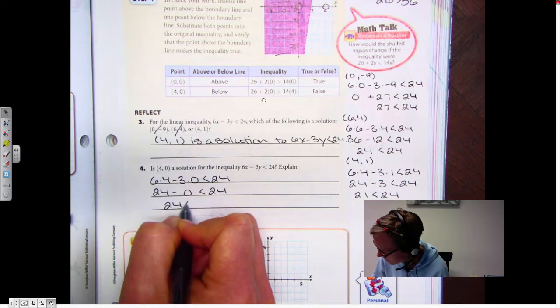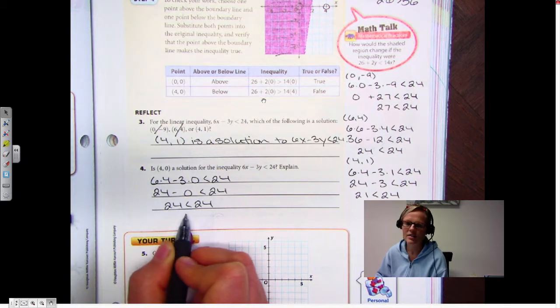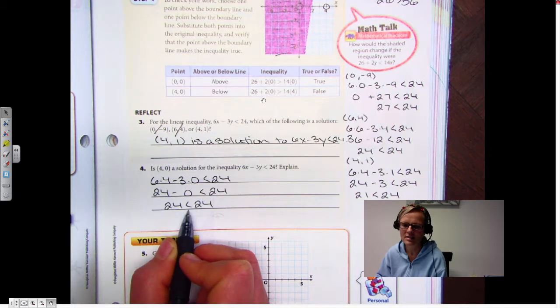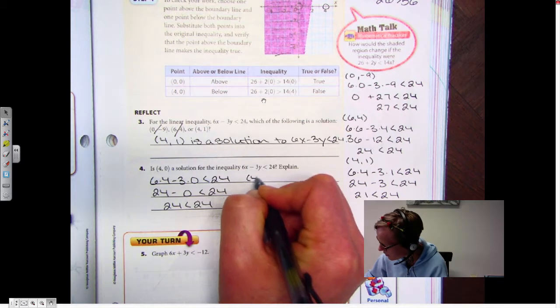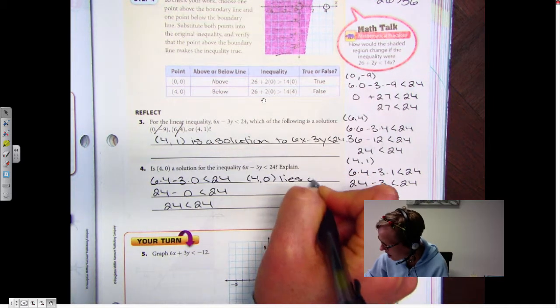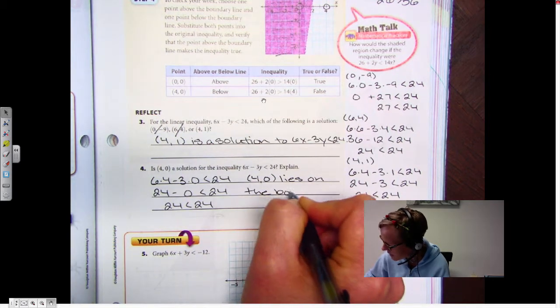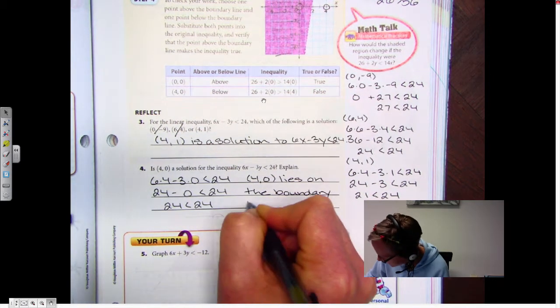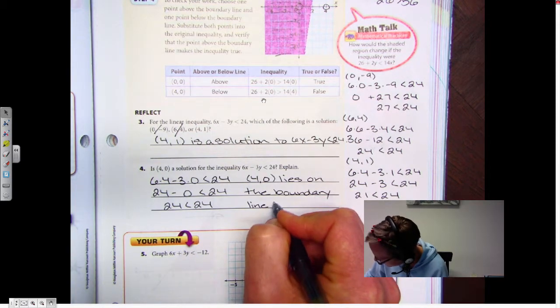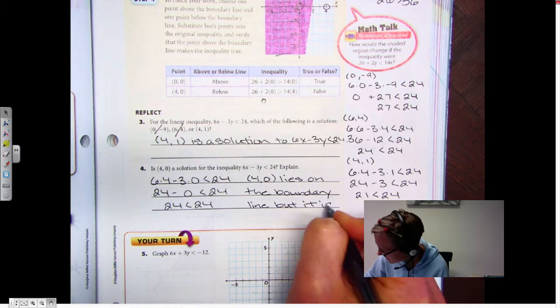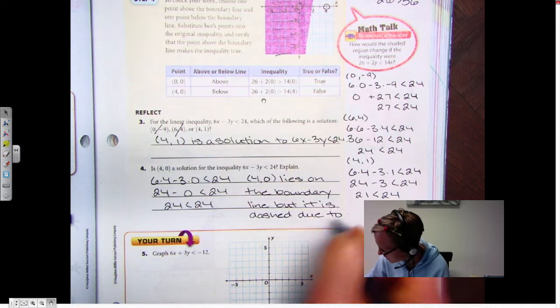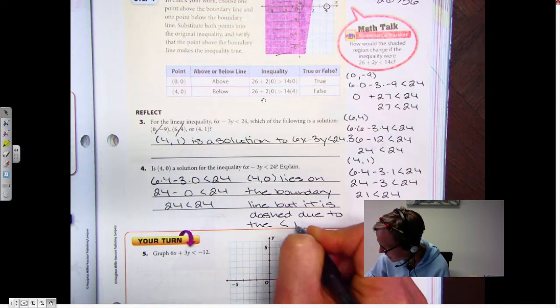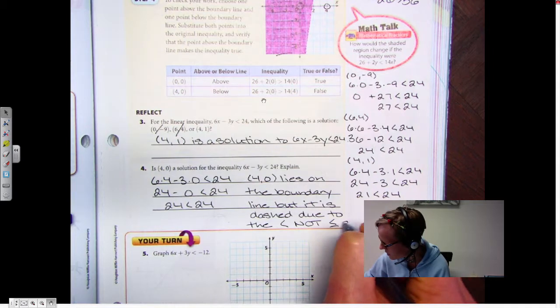Okay, I could have just pointed to our work before. So this is not a solution because it's an inequality symbol that is a less than, not a less than or equal to. So an explanation would be (4, 0) lies on the boundary line, but it is dashed due to the less than, not less than or equal to symbol.